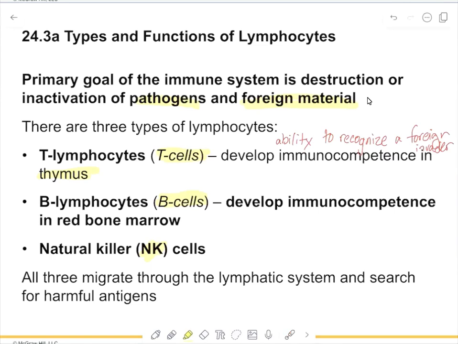The B cells also develop immunocompetence, but they do this in the red bone marrow. You should know that the T cells develop in the thymus and the B cells develop in the red bone marrow. The third group of lymphocytes is called a natural killer cell. All 3 of these are going to migrate throughout the lymphatic system and search for harmful antigens. And a lot of them, especially B lymphocytes, are going to hang out in the lymph nodes.